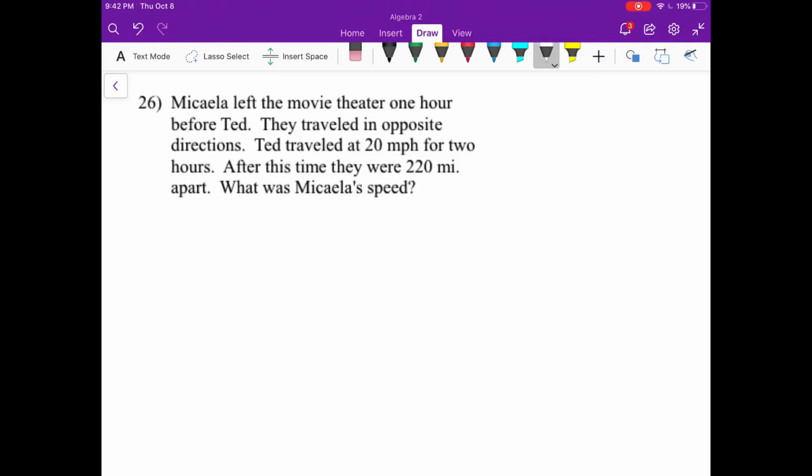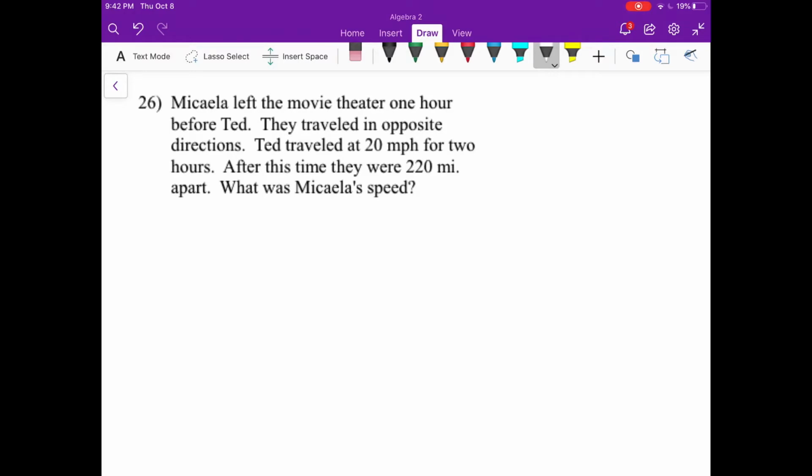We end this test review with a couple word problems. So let's read this. Michaela left the movie theater 1 hour before Ted. They traveled in opposite directions. Ted traveled at 20 miles per hour for 2 hours. After this time, they were 220 miles apart.